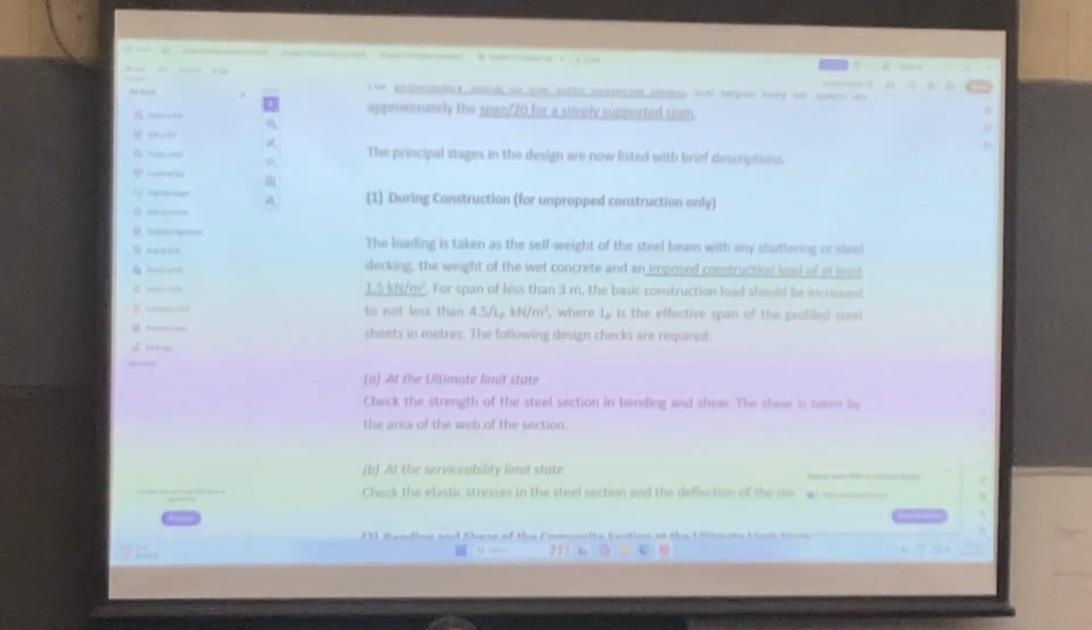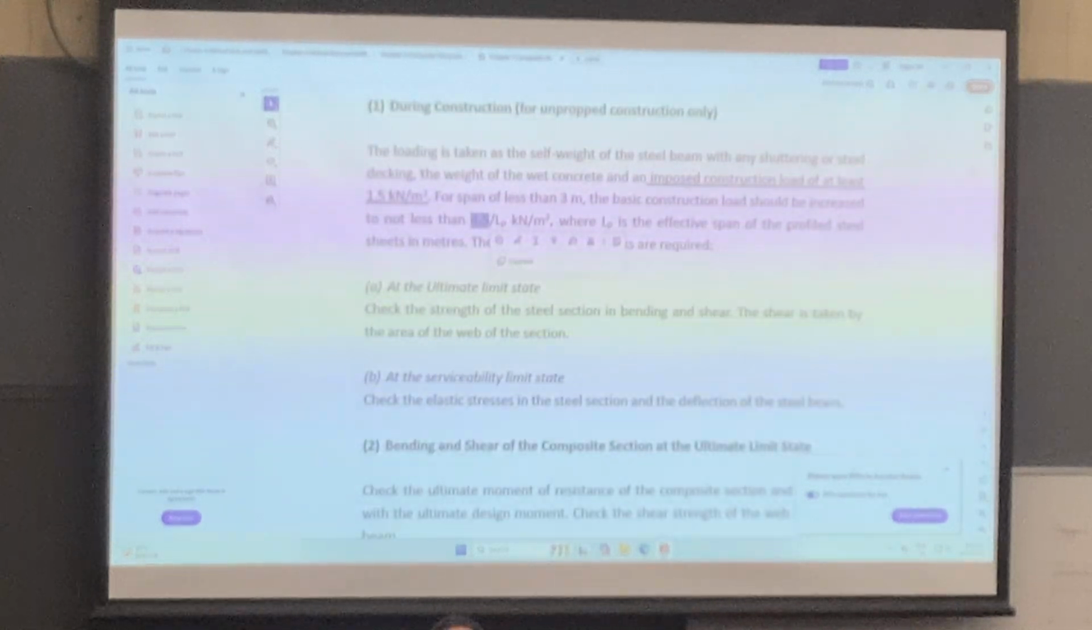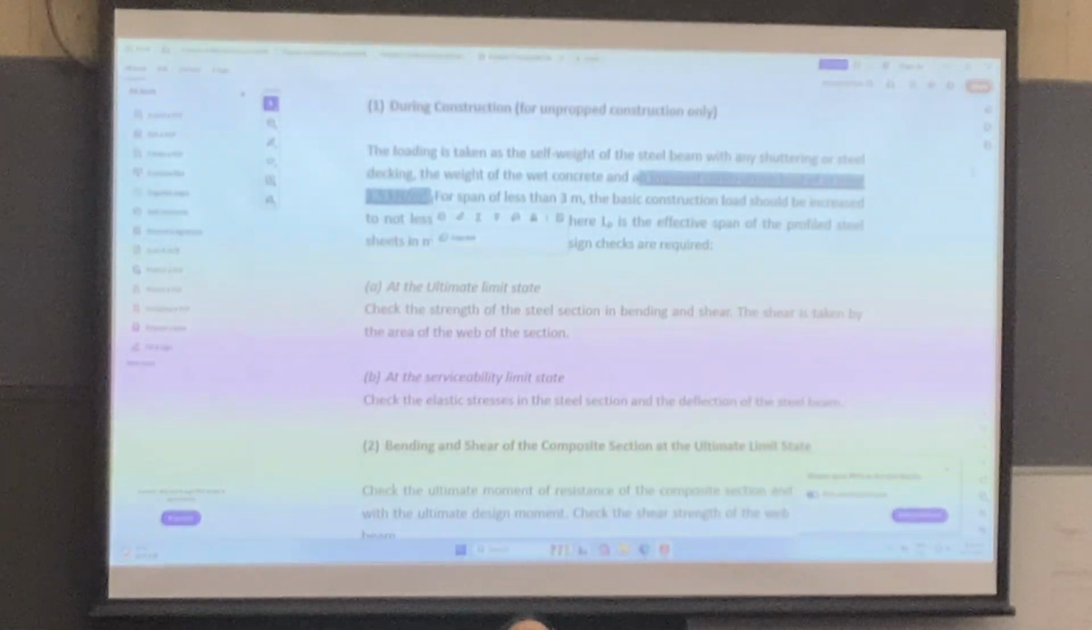And then if the span between the sections is less than 3 meters, of course you can increase the loads by using 4.5 divided by Lp. Lp is the span between the slab. You can see that if it is equal to 3, it is exactly equal to 1.5. So normally, if the span exceeds 3 meters, we will assume that the working load is equal to 1.5 kilonewton per meter square.